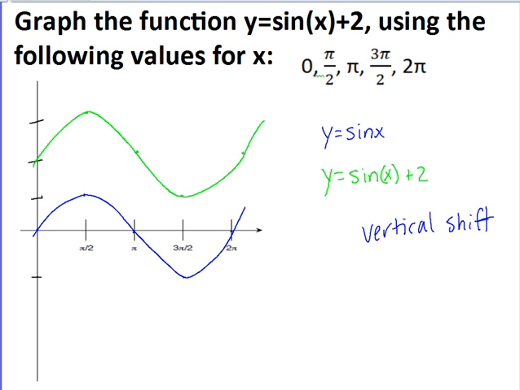This is an example of a vertical shift. So this is sine of x plus 2, and it just shifts the entire graph up 2 places. Every point is up 2 from the parent function.